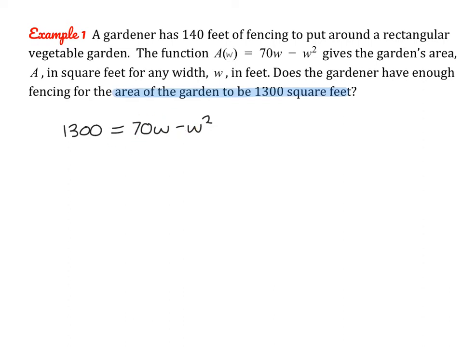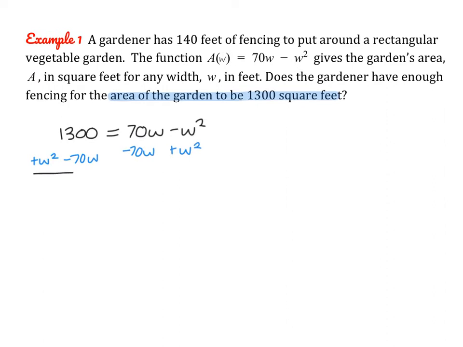It is quadratic, so let's try setting it equal to 0. And we would like the w squared term to be positive. So let's actually add it to the other side. So we're going to add w squared to both sides to make it positive. And then we will still need to move this to the left side of the equation as well. So we'll subtract 70w at the same time. And this gives us w squared minus 70w plus 1,300 equals 0.